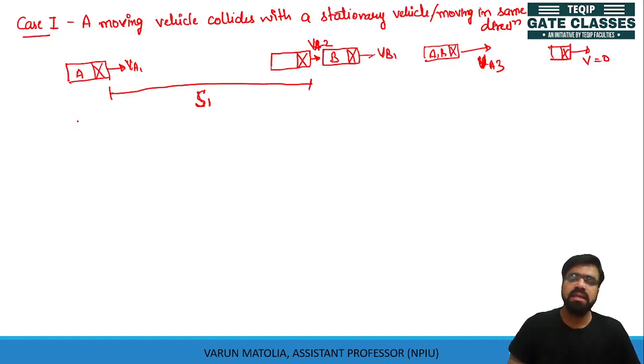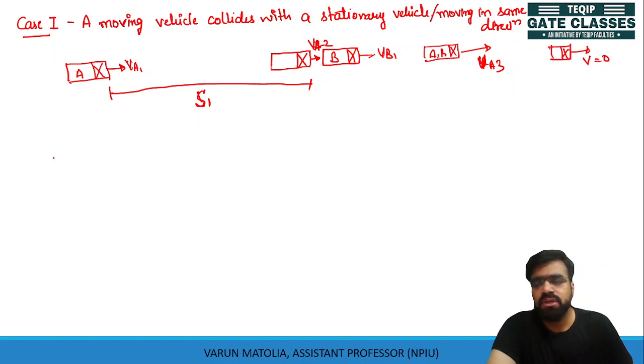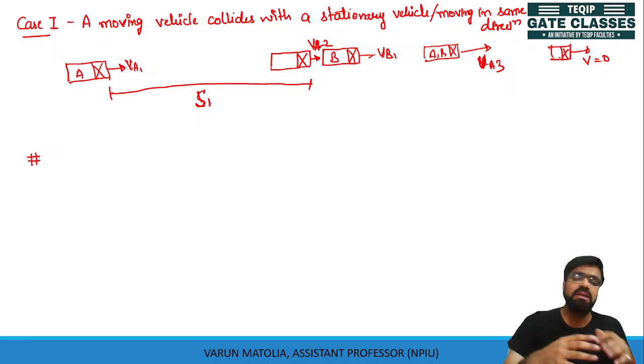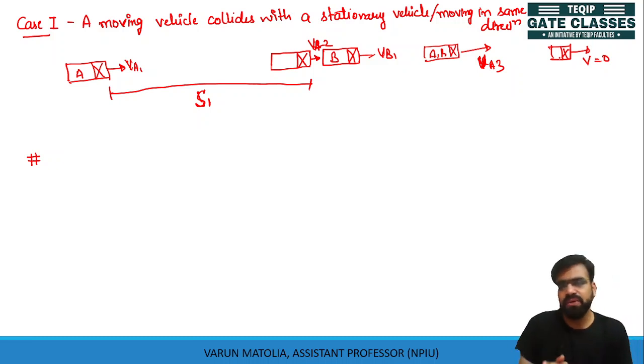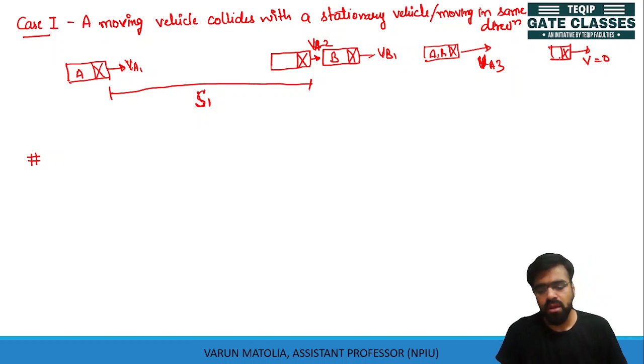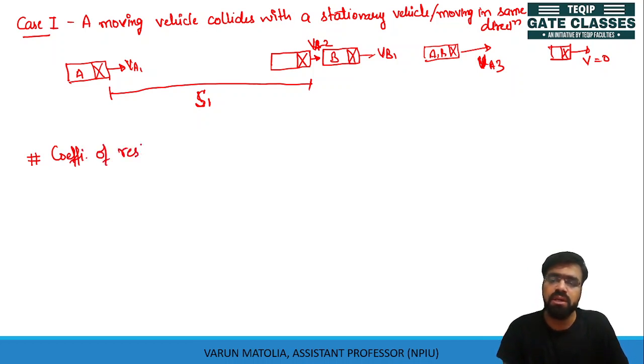Before telling you the collision, we should cover one more thing. This is a scenario. I think you must have understood. But why are these two vehicles moving together? This is an assumption, and the assumption says that the collision is plastic. So let me first tell you what is elastic and plastic collision. Here we have a value which is known as coefficient of restitution.